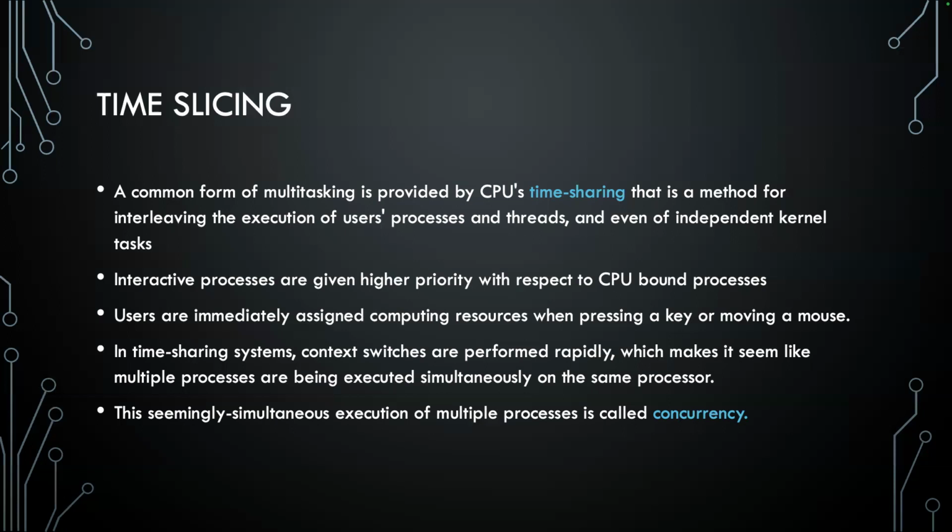If your AV has ever slowed your computer to a crawl, it's getting a little bit more CPU time than it probably should. Things that get higher priority are anything that you as a user are doing. Users are immediately assigned computing resources: when you press a key or move the mouse, that program is going to get more priority. And basically this context switching happens so quickly that it gives the illusion that things are running at the same time. That makes sense? Pretty cool.